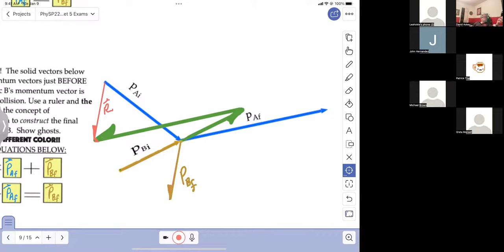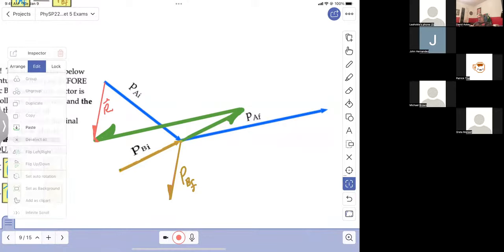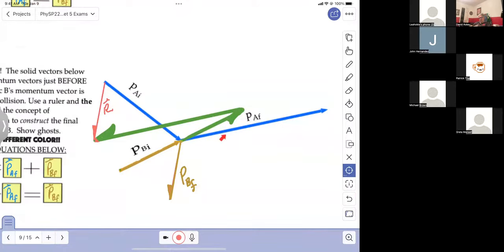Right, there it is, and Cole said it real quick. The other reason it's obviously not is the angles: these two are supposed to be complementary. PAF and PBF should add up to a 90-degree angle. Good job, guys. That's it for that one.